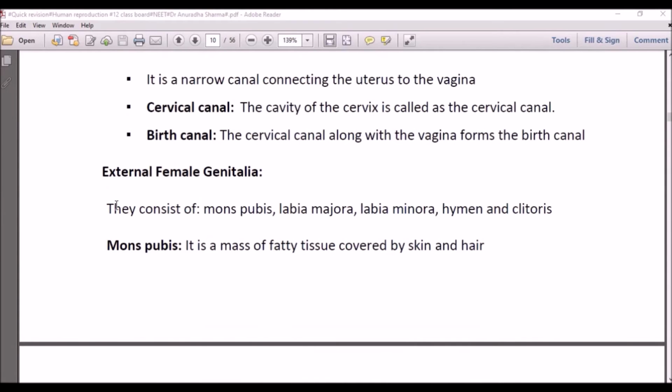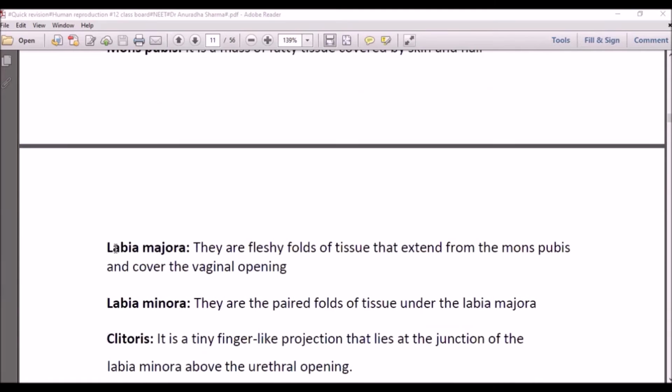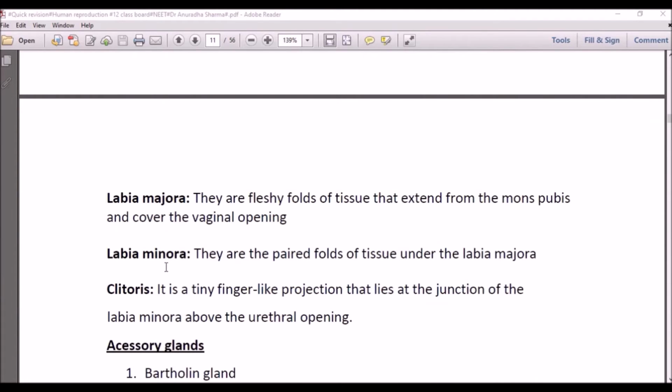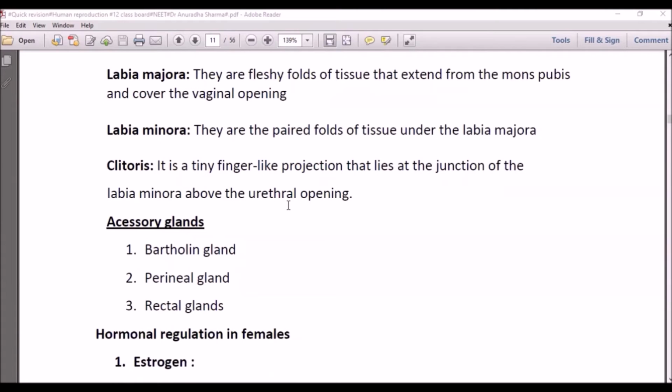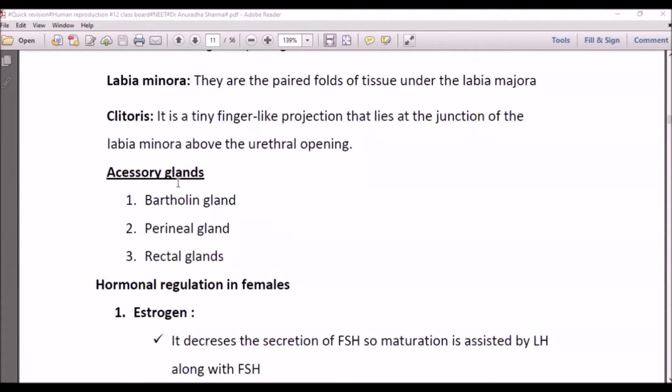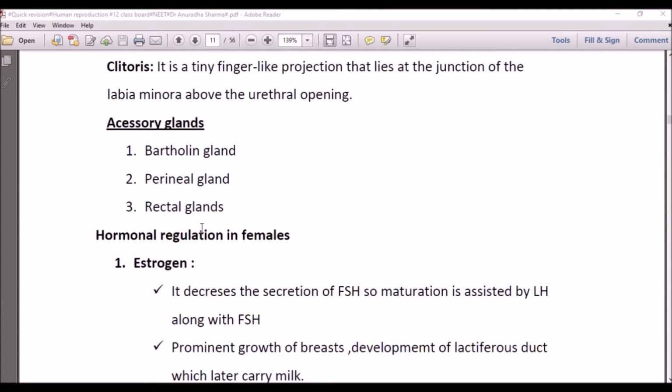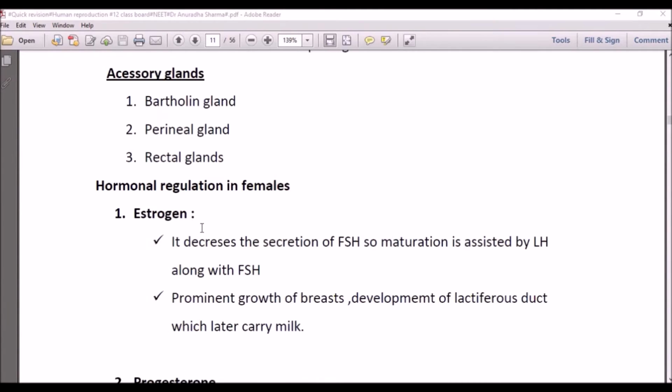Apart from this, there are external female genitalia. These consist of various parts like mons pubis, labia majora, labia minora, and clitoris. So these are the parts of the external genitalia. Now, apart from that, accessory glands are also there, like Bartholin gland, perineal gland, and rectal gland. So these are the three glands which are present in the female reproductive system.